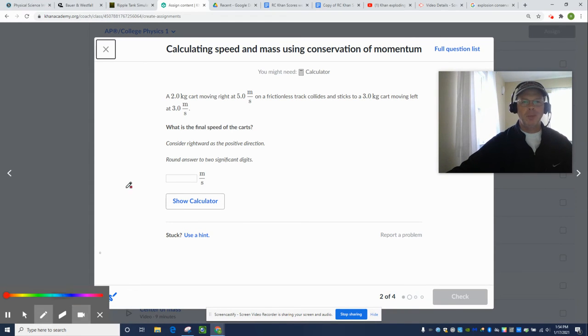I like to do a Khan Academy problem from this set called Calculating Speed and Mass Using Conservation of Momentum. A 2 kilogram cart moving right at 5 meters per second on a frictionless track collides and sticks to a 3 kilogram cart moving left at 3 meters per second.